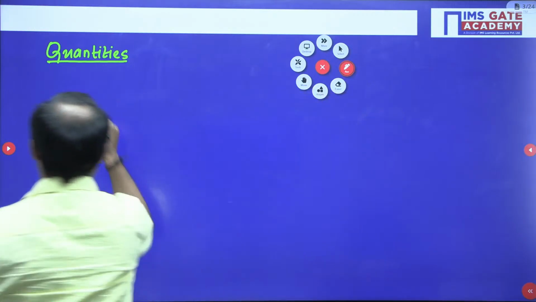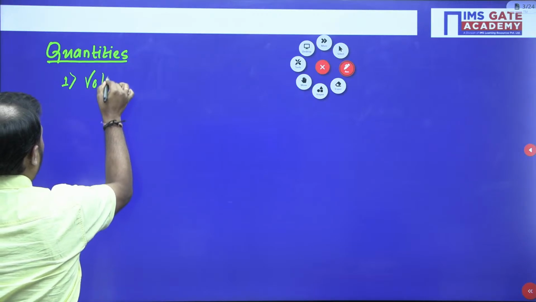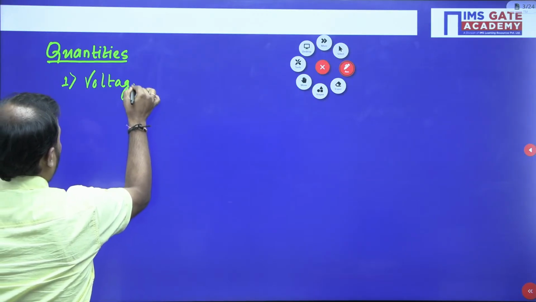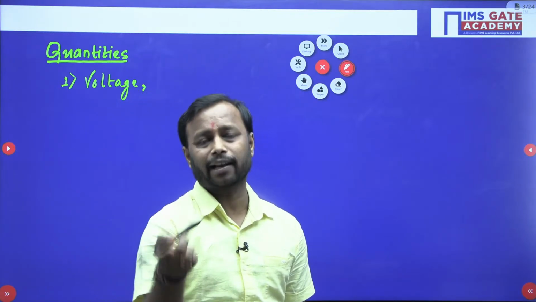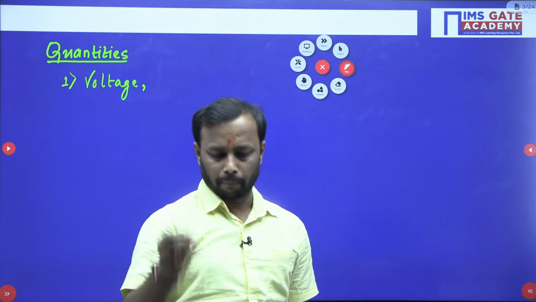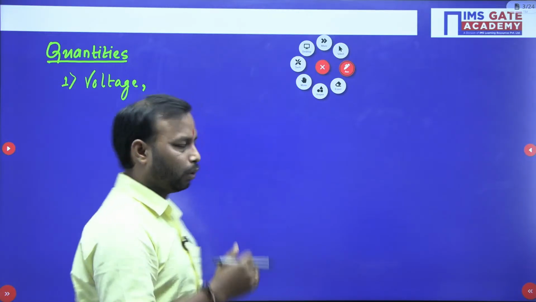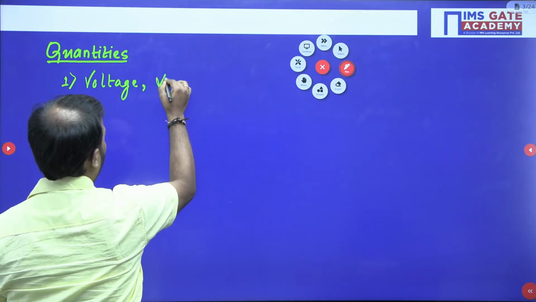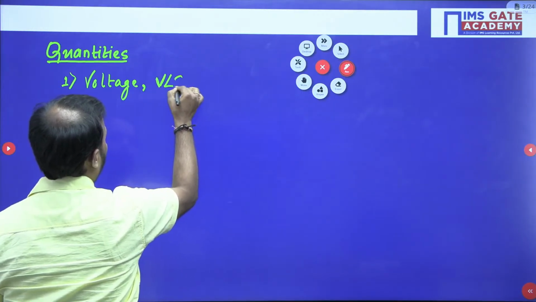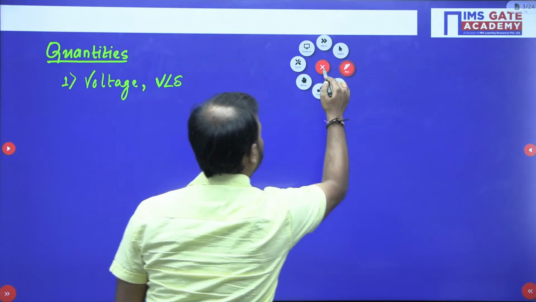So the first quantity is your voltage. This voltage can be represented in rectangular or in polar, but the most usable representation is polar form. So let me represent it in polar: V, this is magnitude, at an angle delta. Okay, just a second, let me change the tip.